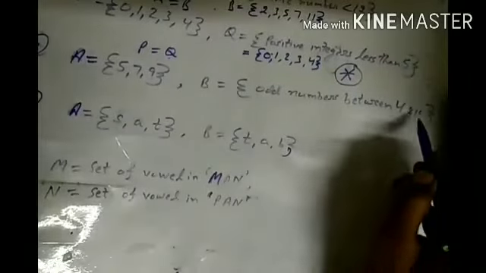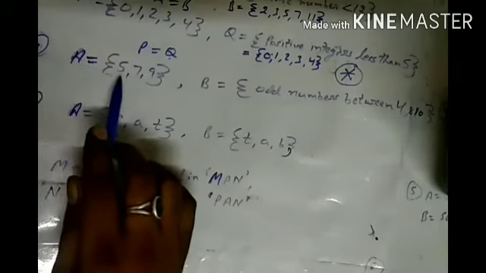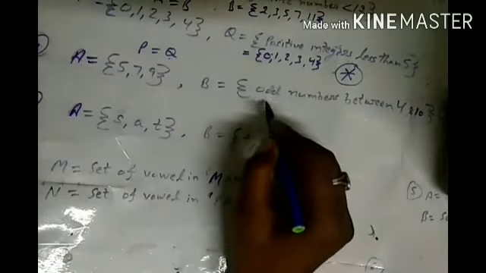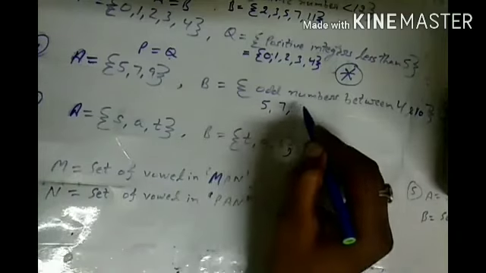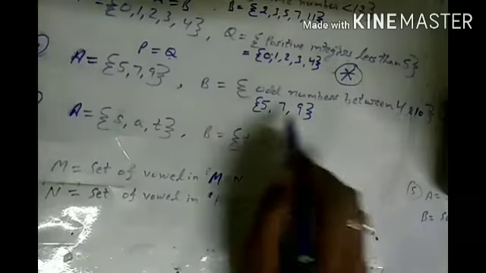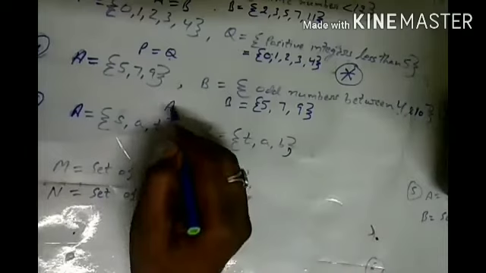Question number 4. Set A has the elements 5, 7, 9 and B is odd numbers between 4 and 10. The first odd number is 5 and after that 7 and then 9. Yes, these are all the odd numbers between 4 and 10. So here we see the members of set A and set B are the same. Therefore I will write set A is equal to set B.